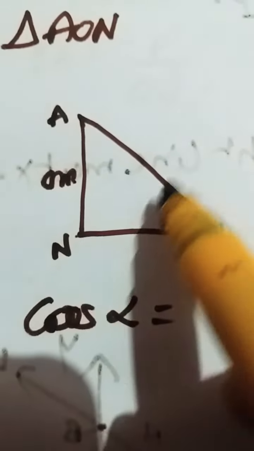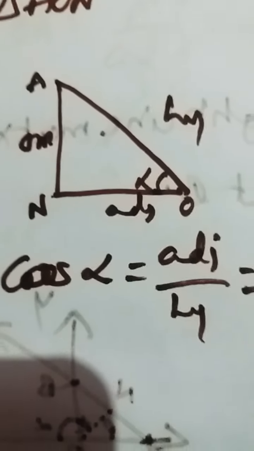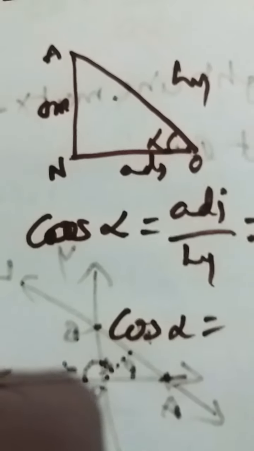Now I will take cos alpha. So in this triangle, what is cos alpha? We know for alpha it is opposite, it is adjacent and it is hypotenuse. Cos alpha is adjacent by hypotenuse. Adjacent is nothing but ON by OA.